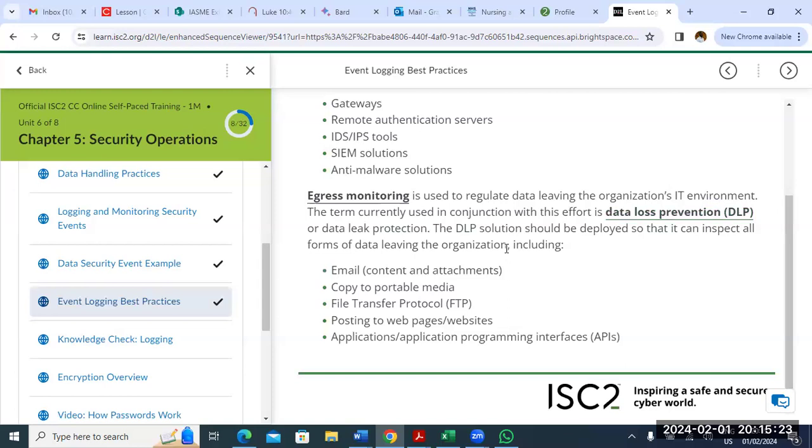So the DLP solution should be deployed so that it can inspect all forms of data leaving the organization. It can work when you have a good DLP solution in place. It can work on emails. It can help when you copy to a portable device, copying from the system to your flash; it can monitor that as well. It depends on how it is configured. It also covers file transfer protocol, posting to web pages, what you are posting, and the sites you are visiting, like pornographic sites and the rest.